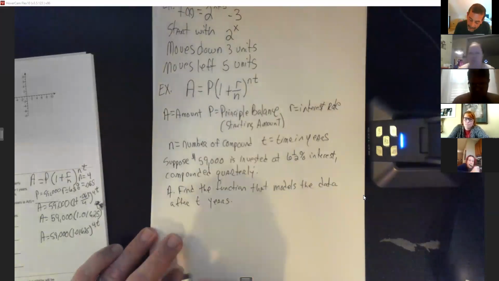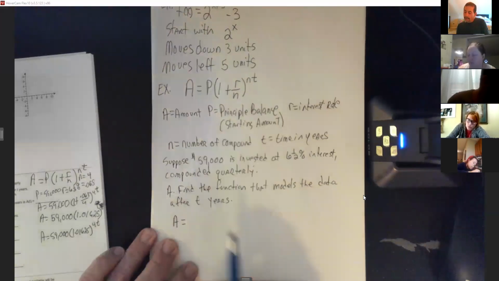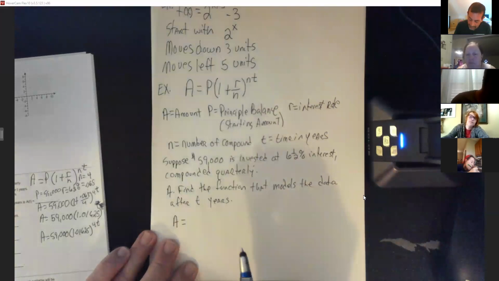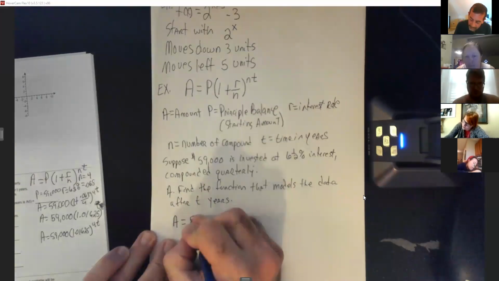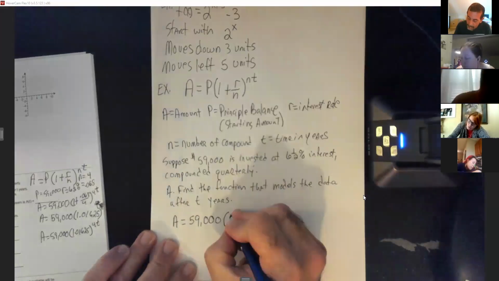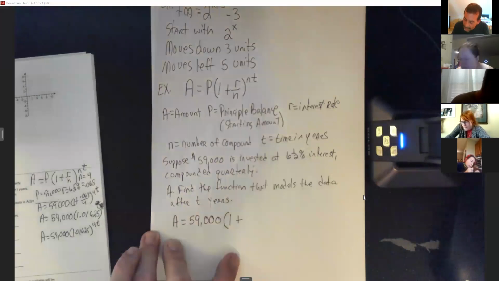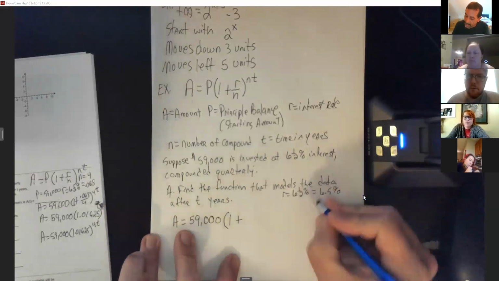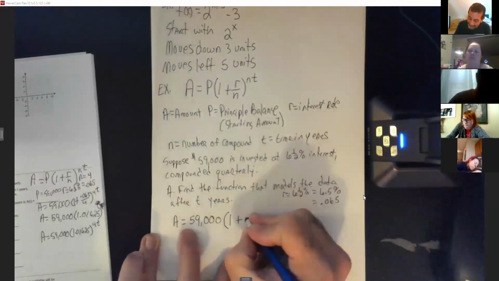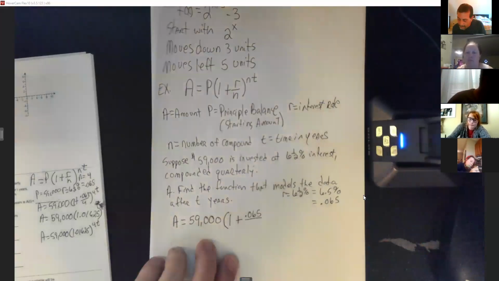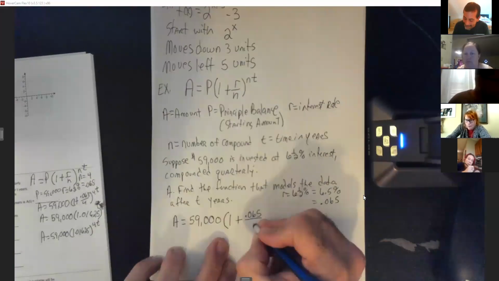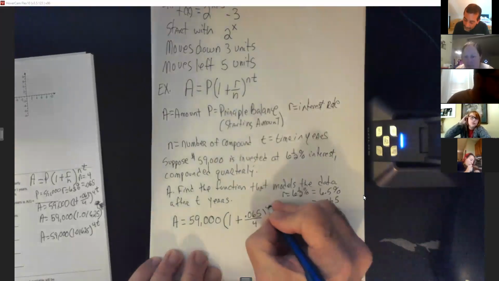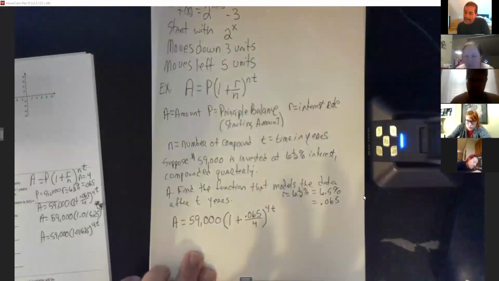So my function would be A equals, and all we're going to really do is start filling in for stuff. I know my principal balance, which is my starting amount. They gave me that, so that'll be 59,000. Then you got your parentheses, and it's always 1 plus. What's my R? The rate is 6.5%, which is 0.065. And then over 4, because quarterly would be a 4. And then you got N times T up here. So N once again is going to be 4, and then my T.